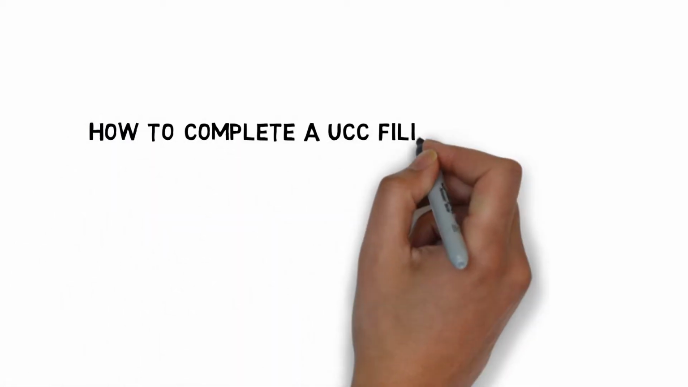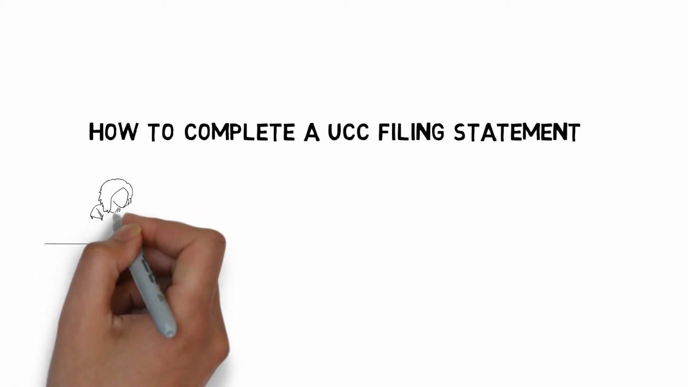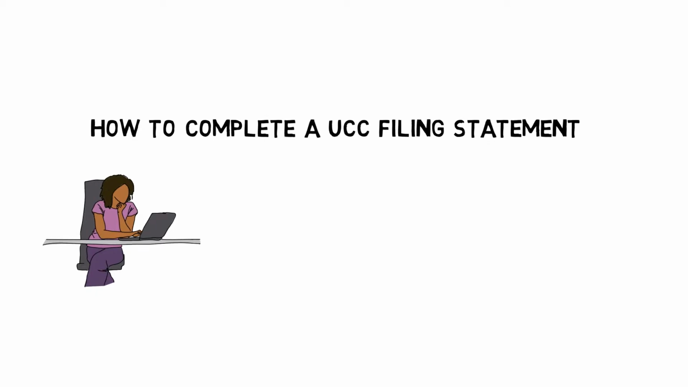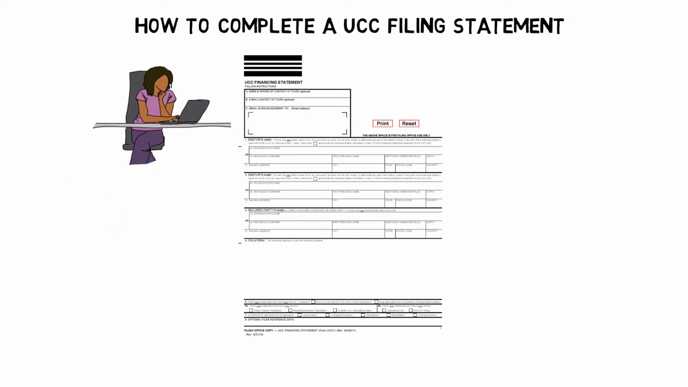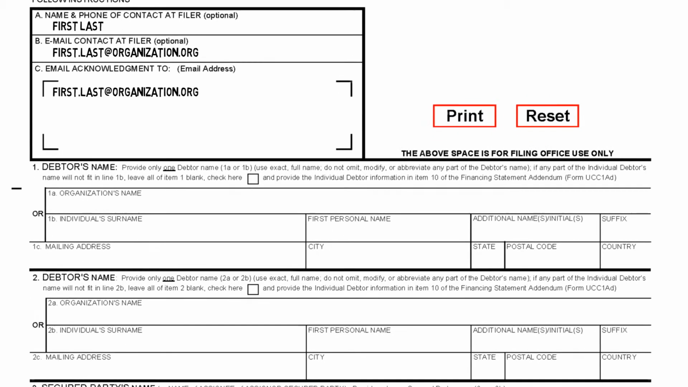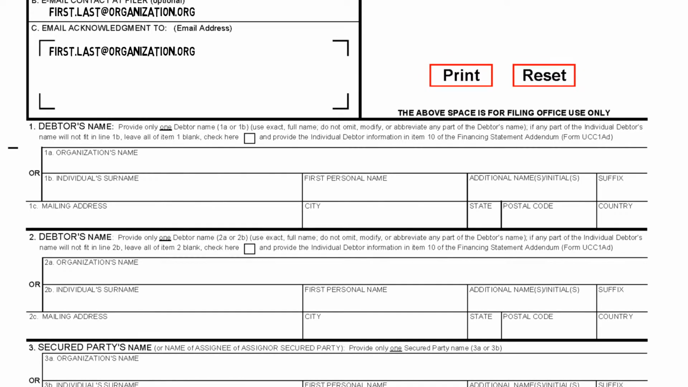This short video will provide guidance on submitting a UCC financial statement. State UCC forms vary, but they all include the same basic requirements. First, you will usually need to fill out the name and contact information of the organization completing the UCC. This should be an individual who has signatory authority.